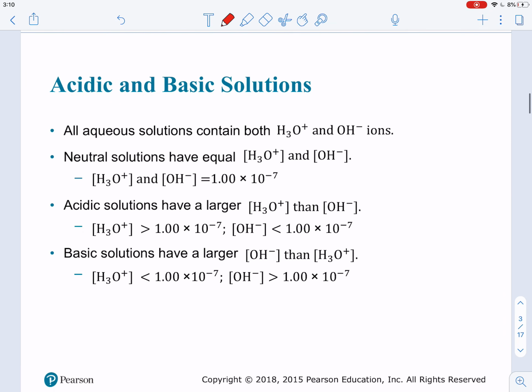Now that gives us a little insight into, if we are talking about acids and bases, then we are going to talk about solutions that are acidic because of the acid, and solutions that are going to be basic because of the base. So our cutoff is 10 to the negative 7. That's pure water. This is your neutral solution.